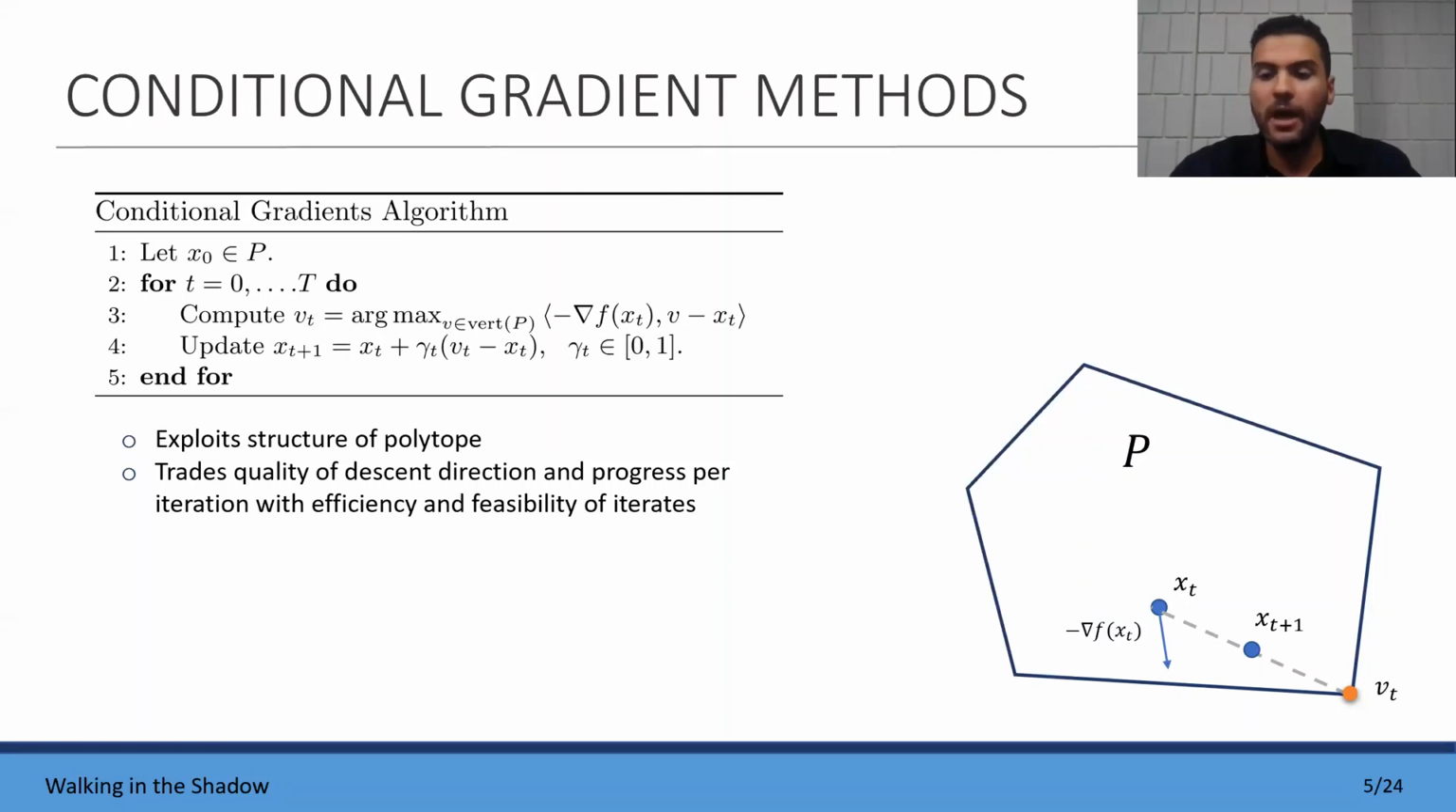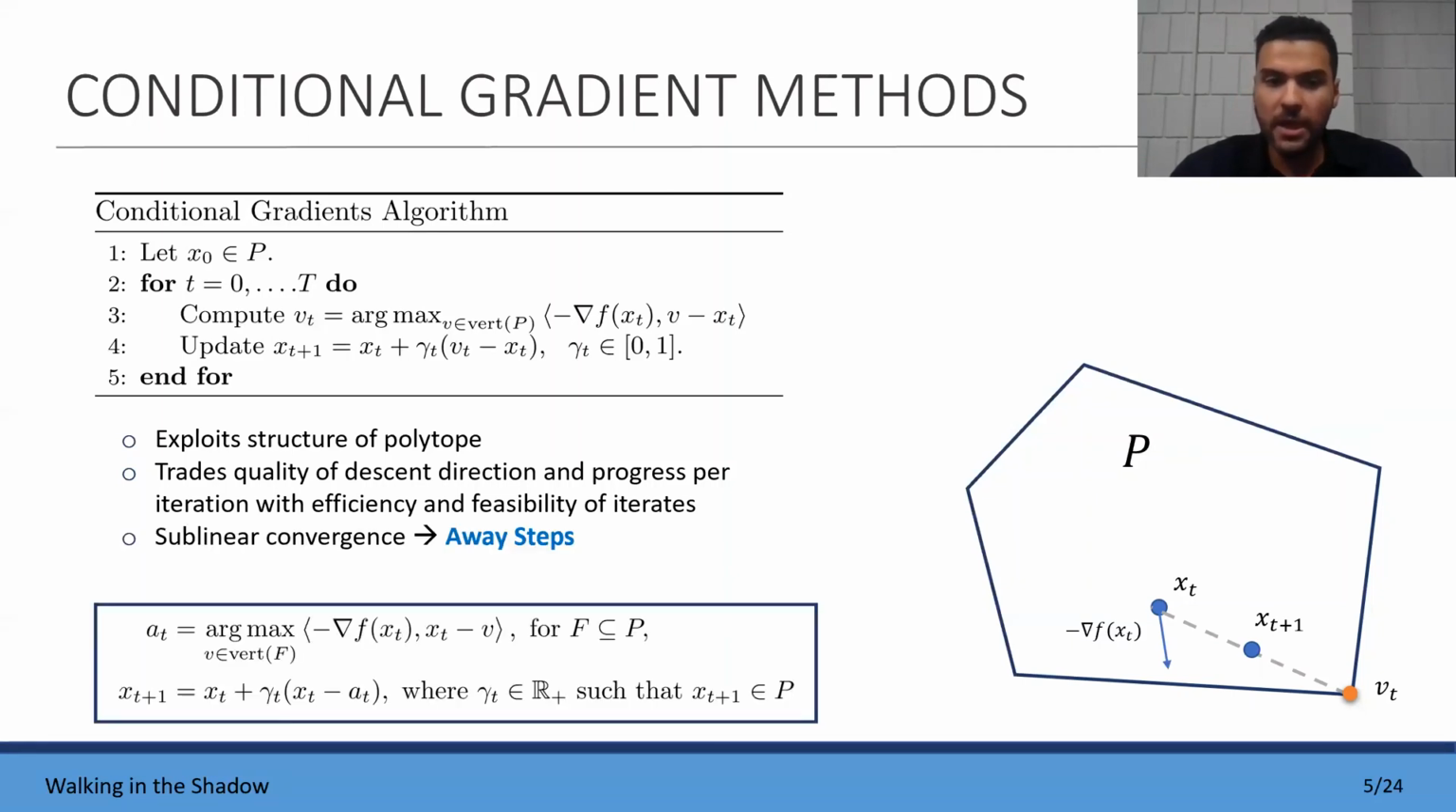And so this algorithm only has sublinear convergence, but it turns out that it can achieve linear convergence by augmenting this basic algorithm with these so-called away steps. And what are these away steps? These away steps were basically, in each iteration, we additionally compute an away vertex to move away from. And this is done by solving this linear optimization problem in the box that we see in the bottom left here in the slide.